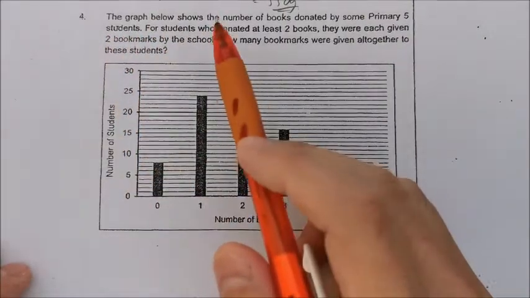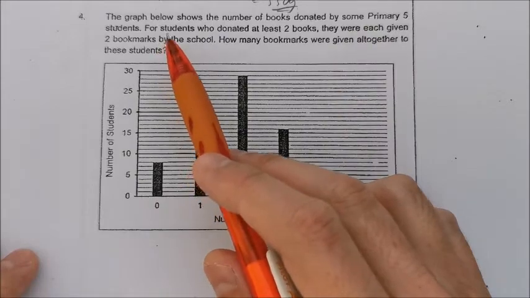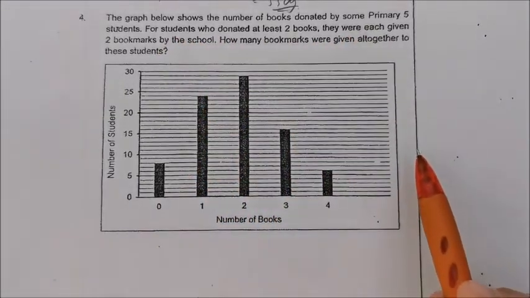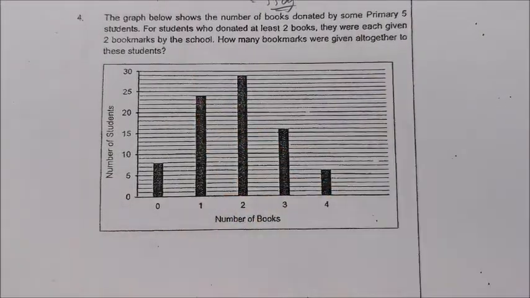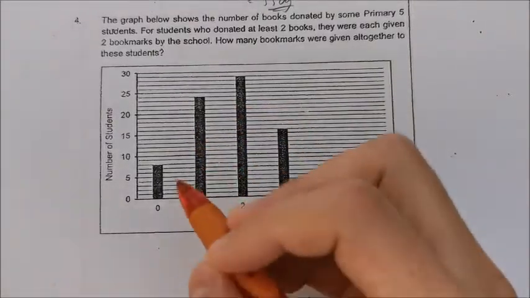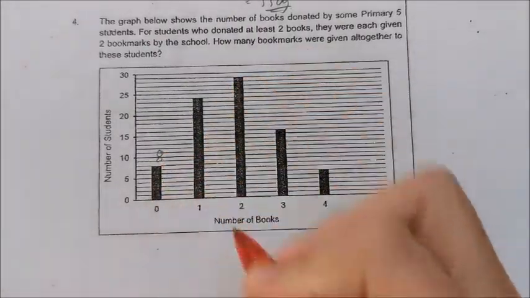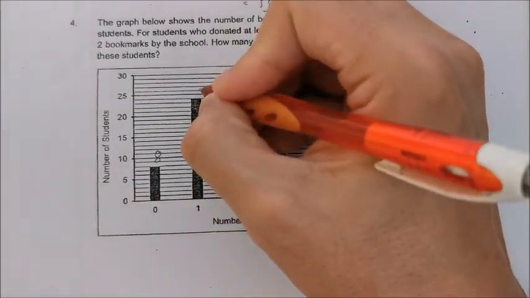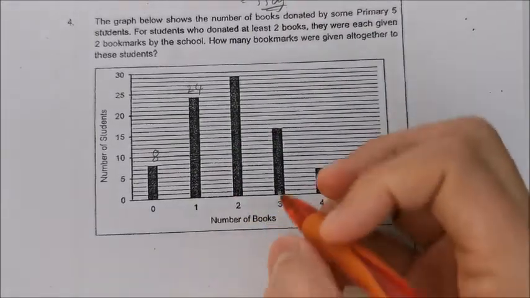Question 4. The graph shows the number of books donated by some P5 students. For students who donated at least 2 books, they were each given 2 bookmarks by the school. So how many bookmarks were given altogether to these students? Okay, first of all, we have to read this graph. Can you see that 8 students did not donate any books at all? Okay, and 24 students donated 1 book each.